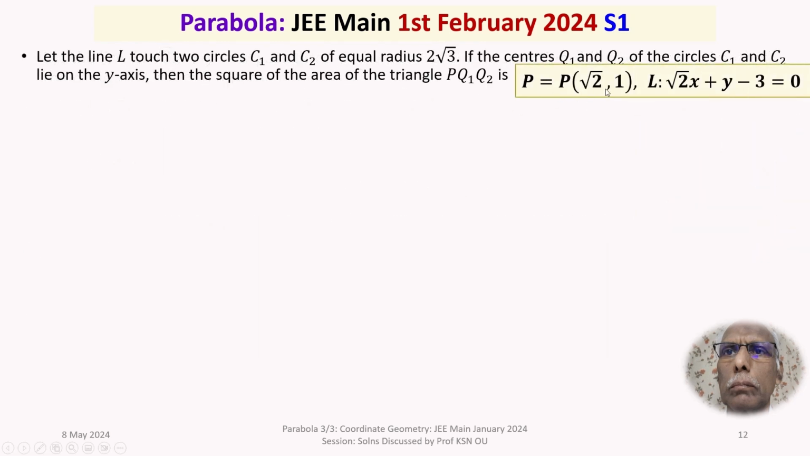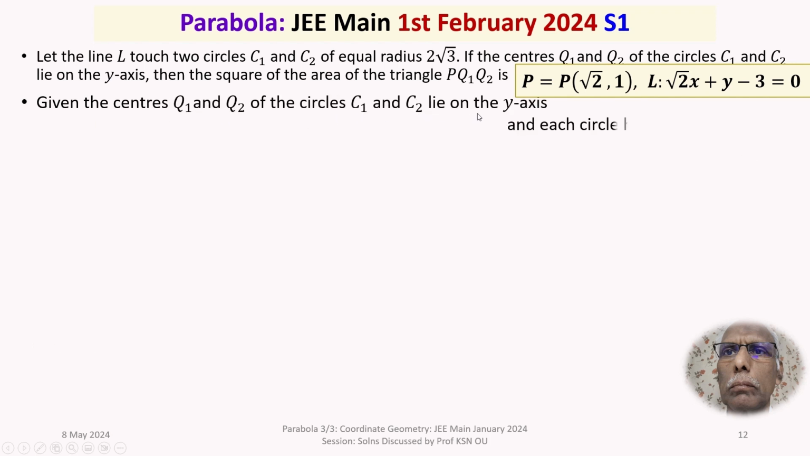Right. We have the point P, we have the line L. Now what is given? The centers Q1 and Q2 of the circles C1 and C2 lie on the y-axis, and each circle has radius r equal to 2 root 3. Because Q1, Q2 lie on the y-axis, let us take the coordinates of Q1 as (0, beta) and Q2 as (0, gamma), because they lie on the y-axis. Agreed.